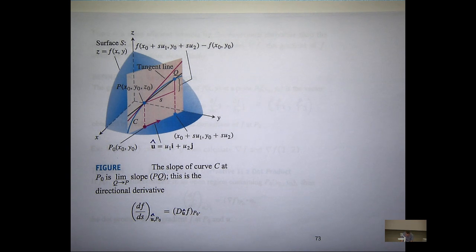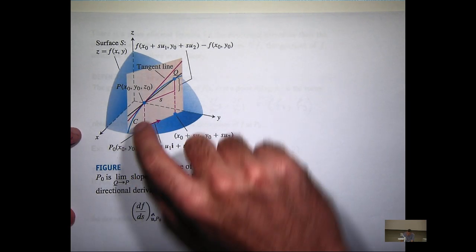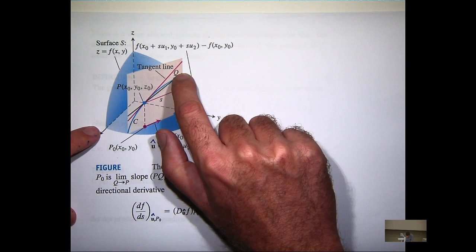Now note that this plane, at least in this picture, is not parallel to either of the coordinate axes. Not like it was with partial derivatives. Okay, so you've got this vertical plane. Just like partial derivatives, it's going to intersect the blue surface along this blue curve.